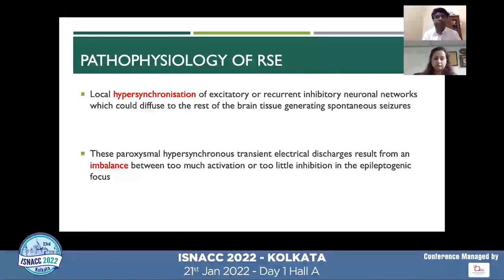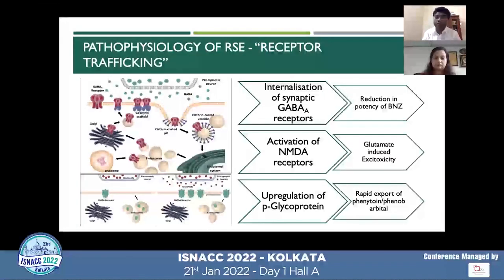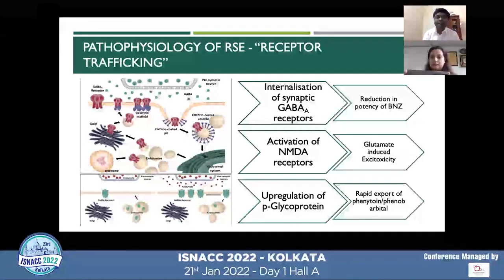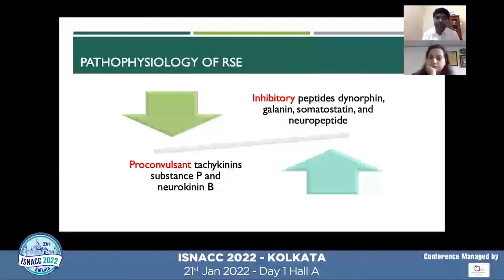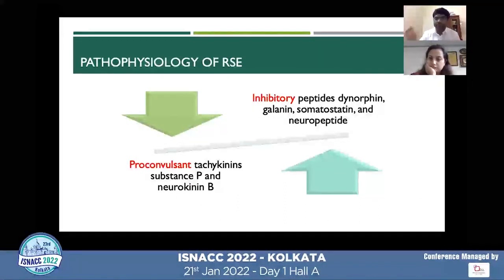Coming to the pathophysiology, the local hypersynchronization of excitatory and recurrent inhibitory neuronal networks diffuses to the rest of the brain and generates a spontaneous seizure. These paroxysmal hypersynchronous electrical discharges result from an imbalance between too much activation and too little inhibition. We should understand the concept of receptor trafficking, where there is an internalization of the GABA A receptors, which causes a reduction in the potency of benzodiazepines as a treatment. There is activation of NMDA receptors, which leads to glutamate induced excitotoxicity, and there is upregulation of P-glycoproteins, which results in rapid export of phenobarbital and phenytoin molecules. Thus, it is an imbalance between the proconvulsant and inhibitory peptides which leads to status epilepticus, and if it is not treated, definitely it becomes refractory.